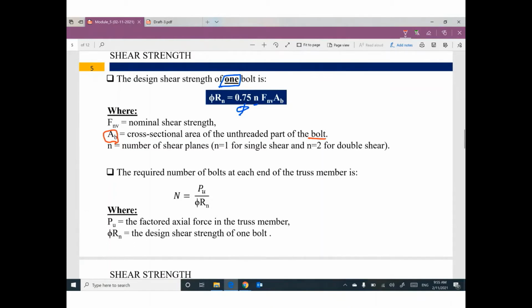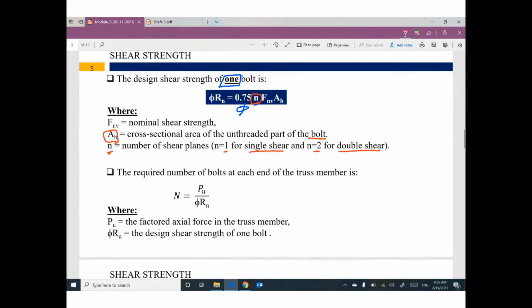Does that make sense? How many shear planes do you have? If the bolt is single shear, N will be 1. If the bolt is double shear, N will be 2.